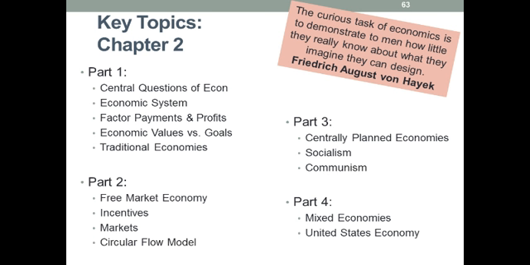Part 2, we're going to explore the free market economy, incentives, markets, and the circular flow model. And then Part 3, we're going to discuss centrally planned economies and socialism and communism. Now, we're actually going to understand what those things are. As you've undoubtedly noticed, people run around saying, so-and-so's a socialist, so-and-so's a communist. Most of those people don't even know the definitions of those concepts. So we are actually going to know and understand them.